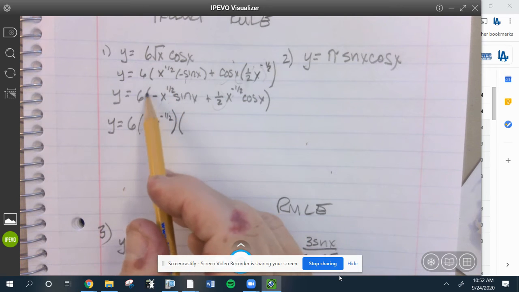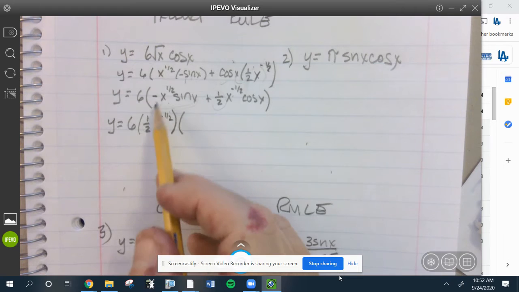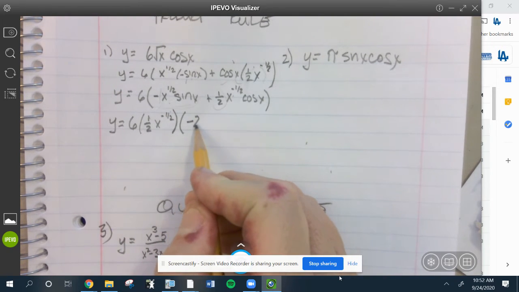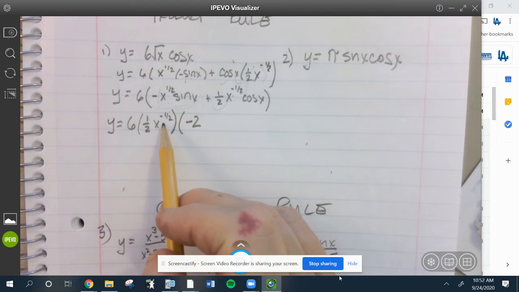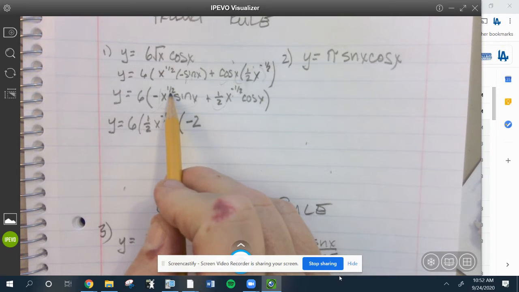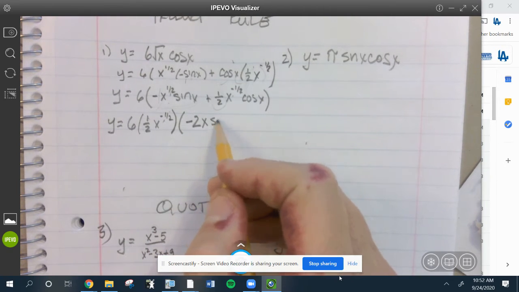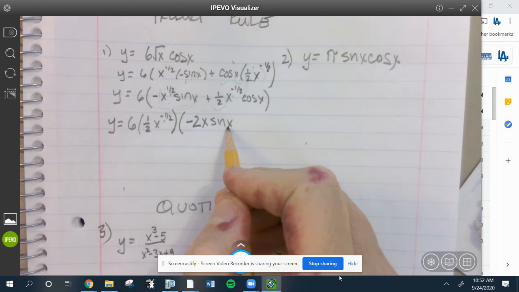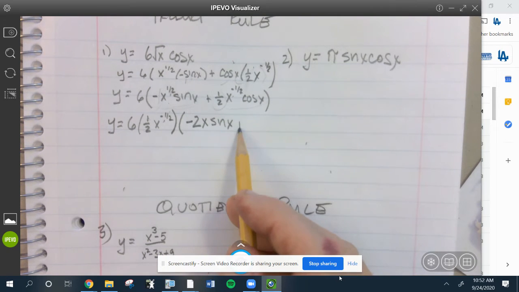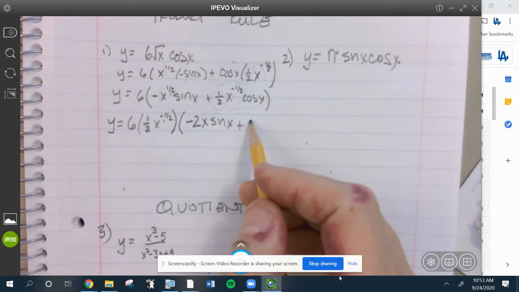So, in this term, it doesn't have the 1/2, so you're going to have to multiply it by 2. We factor out x to the negative 1/2, which means we have to add 1/2 to this exponent, so it's x to the first now. For this one, we factored out the entire 1/2 x to the negative 1/2, so we're just left with the cosine.